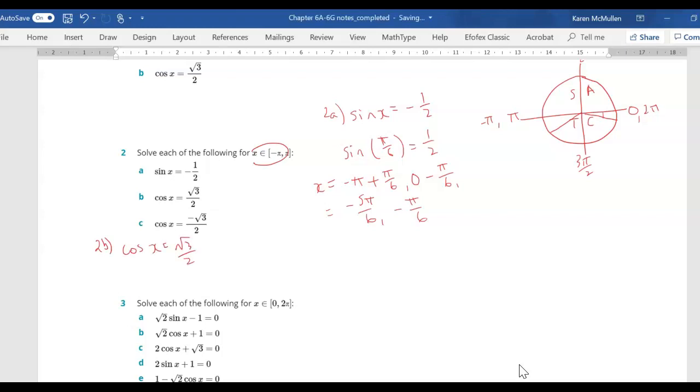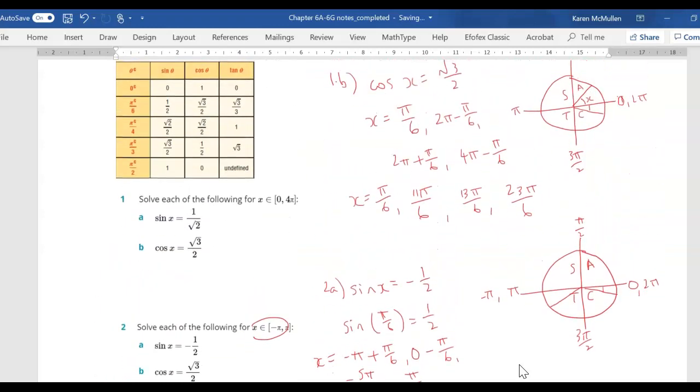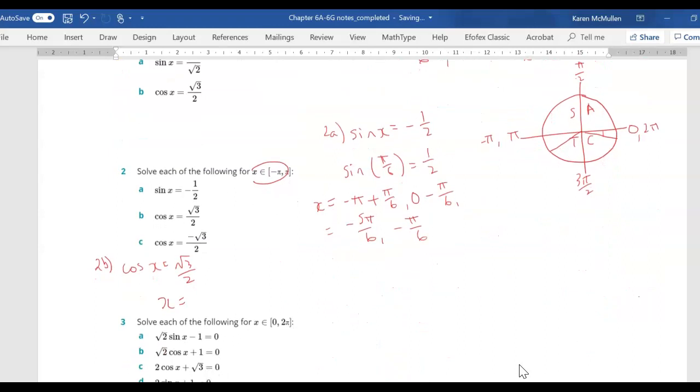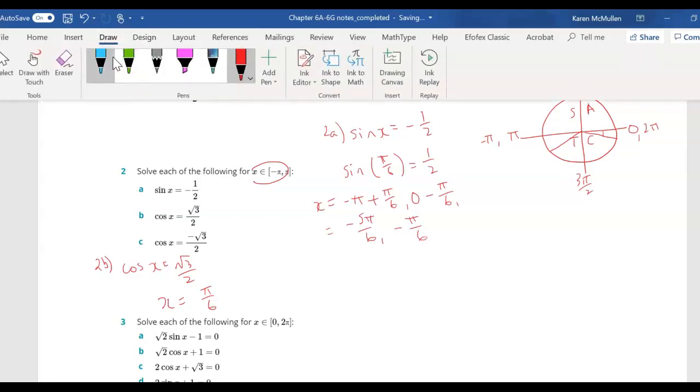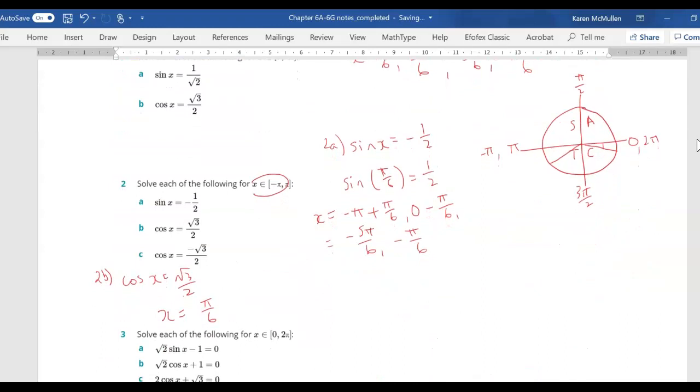So this isn't negative, but remember our domain. So we're going from negative pi to pi. So x is equal to, let's just go back to our exact values. So pi on 6. And we've got to find solutions between negative pi and pi.